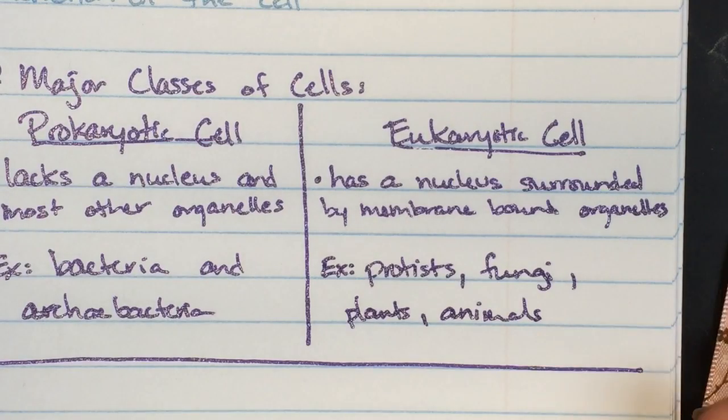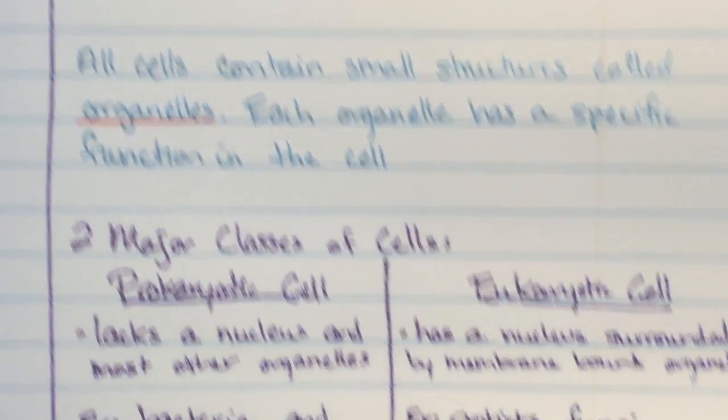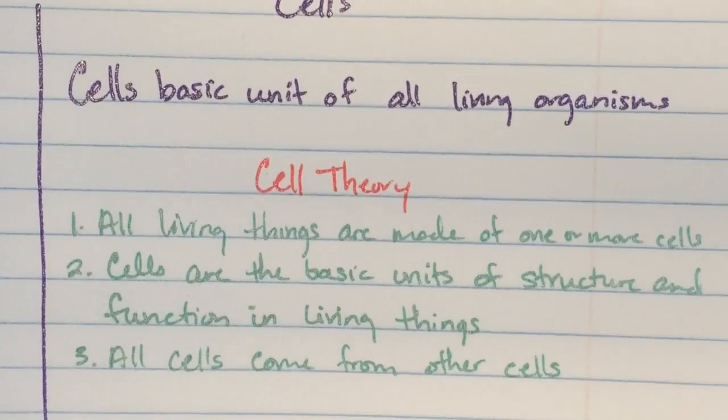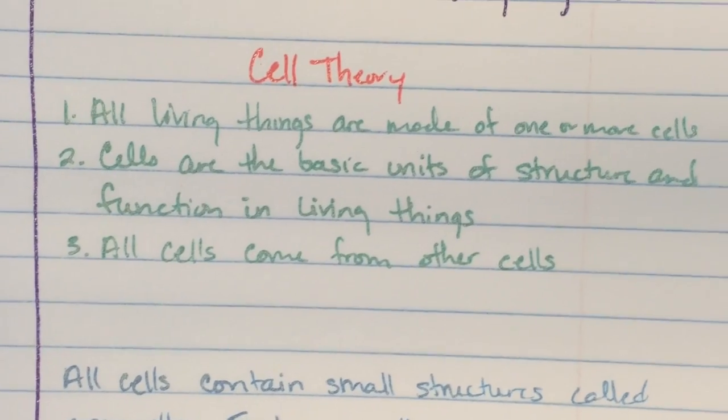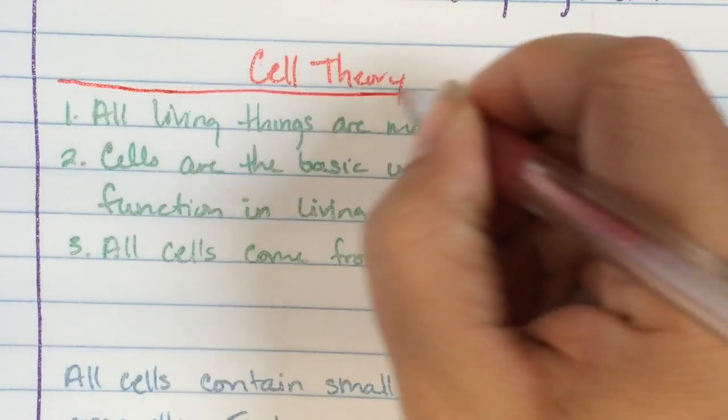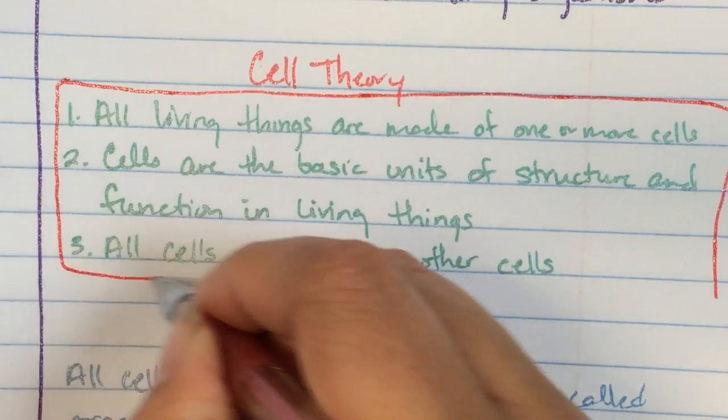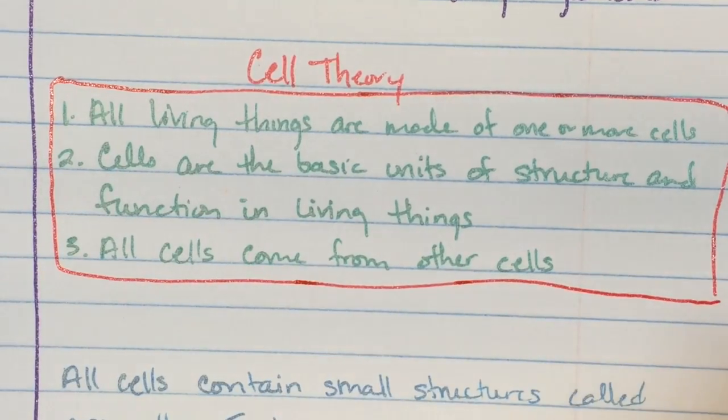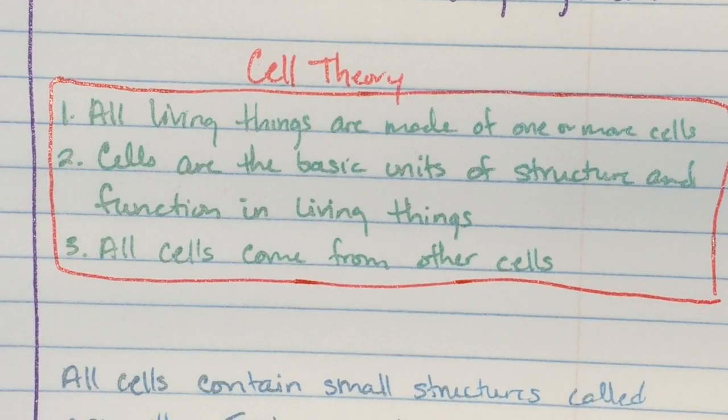So that, folks, are your notes for cells. Really nice and simple. We've got cells are the basic unit of all organisms. We've got our cell theory. I'm going to go ahead and just make that look a little bit fancier so it stands out, because cell theory is a real important thing. A lot of biology, most of biology, if not all of biology, is based upon our cell theory.